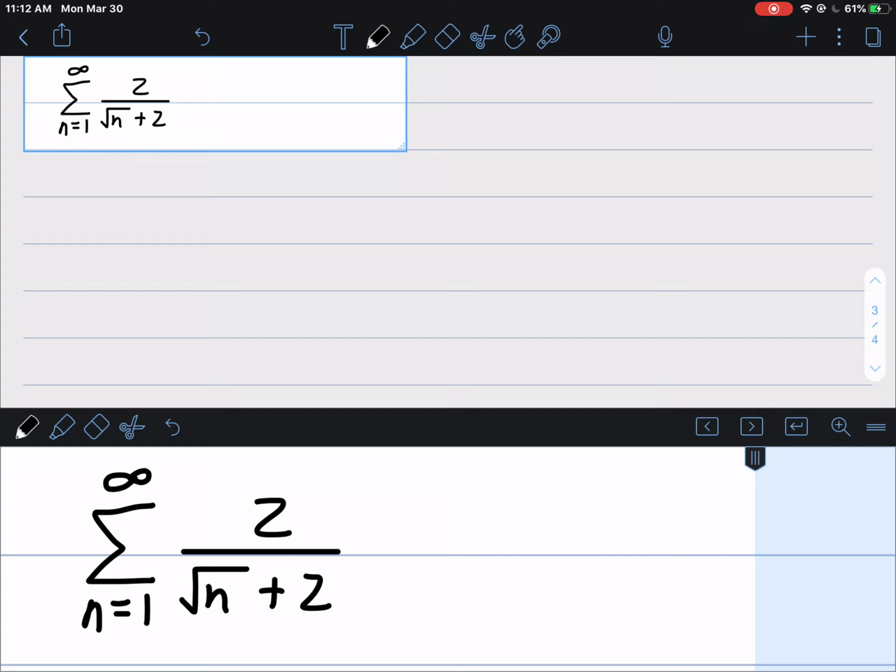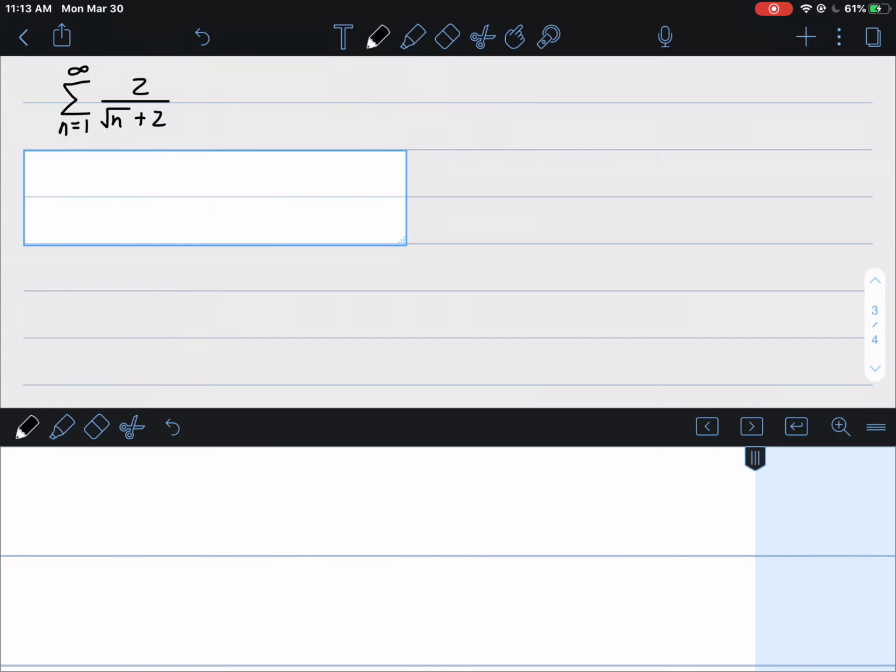All right, for this one, we got the sum as n goes from 1 to infinity of 2 over the square root of n plus 2. Now, I think the comparison by now should be a little bit more obvious, in terms of the series I may want to compare this to. So how about we take 2 over the square root of n plus 2. Now, what would you compare that to?